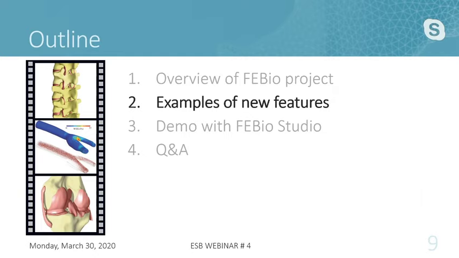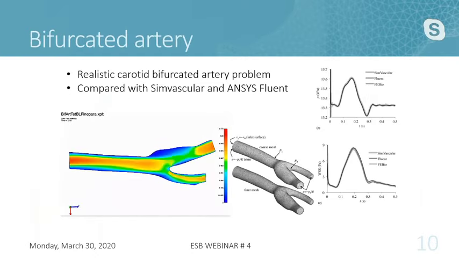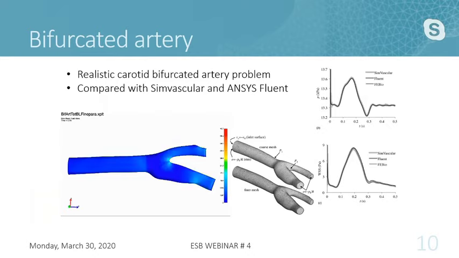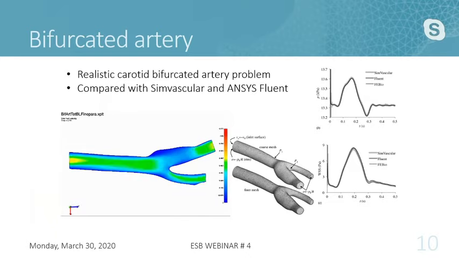So let's look at some examples of some relatively new features. The fluid solver has been out for a couple of years, but it still remains a very active area of development and research for us. So I still include it as a relatively new feature. What we're seeing here is a simulation of a bifurcated artery. This was a verification problem that we used to compare FEBio's performance to SimVascular and ANSYS.